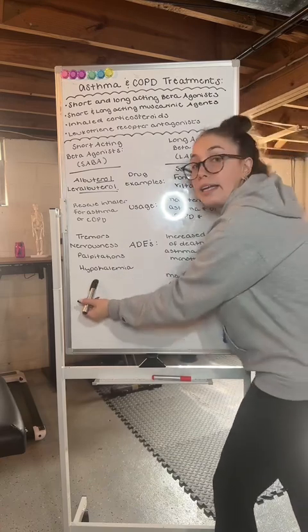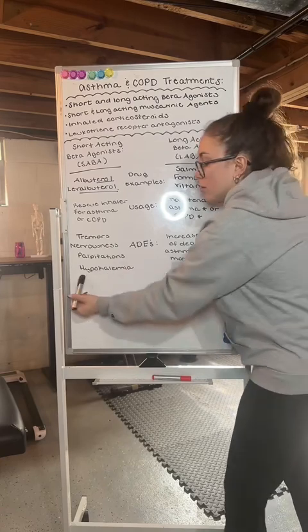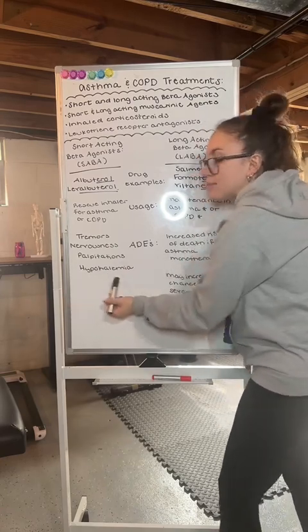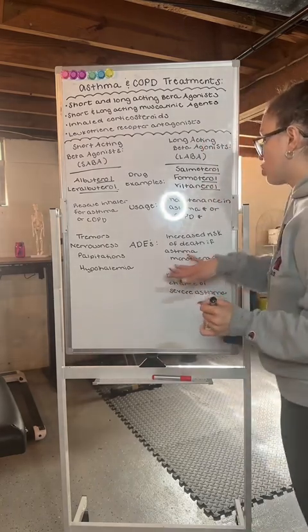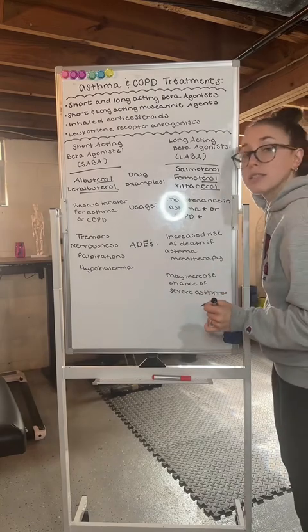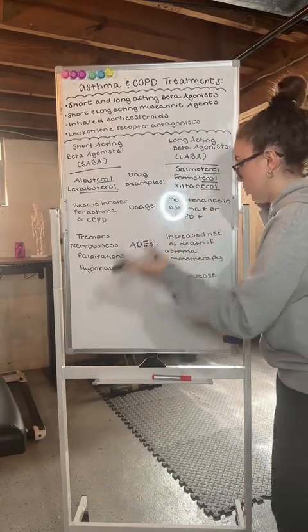So hypo meaning a decrease in, kalemia meaning potassium. So altogether, we might see a decrease in potassium in the blood. Now, we've already talked about some adverse drug effects when we're talking about the number of drugs that we're taking in comparison to what we are doing the treatment for, whether it be asthma or COPD.